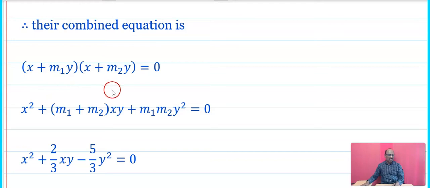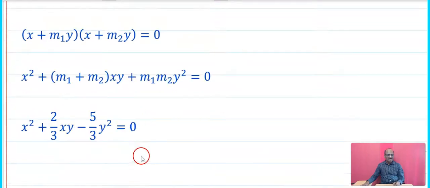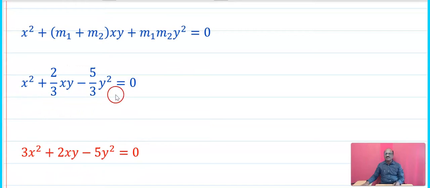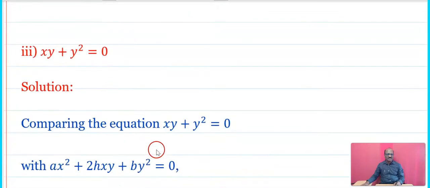Again their joint equation, combined equation, is (x + m1 y)(x + m2 y) = 0. Their product: x into x, x square, x into m2 y and x into m1 y. Take xy as common, then in bracket you will get (m1 + m2) xy + m1 m2 y square = 0. Again m1 + m2 is 2/3 xy, m1 m2 is -5/3 y square = 0. Multiply the whole equation by 3 and then you will get 3x square + 2xy - 5y square = 0. This is the required joint equation.